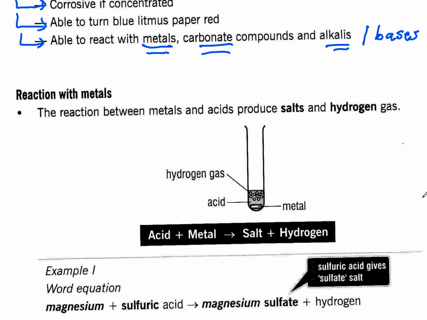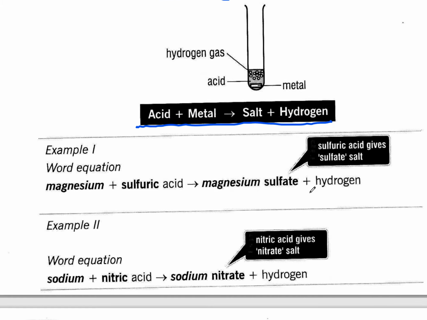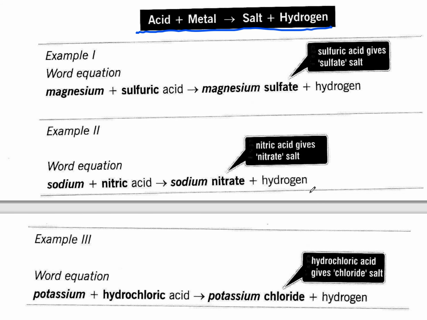Let's look at the acid reaction with metals more closely. When acids react with metals, they form salts and hydrogen gas. Acid plus metal gives you salt and hydrogen gas. There are three examples to remember. When a metal reacts with sulfuric acid, you will get a sulfate salt. When a metal reacts with nitric acid, you get a nitrate salt. When a metal reacts with hydrochloric acid, you will end up with a chloride salt.